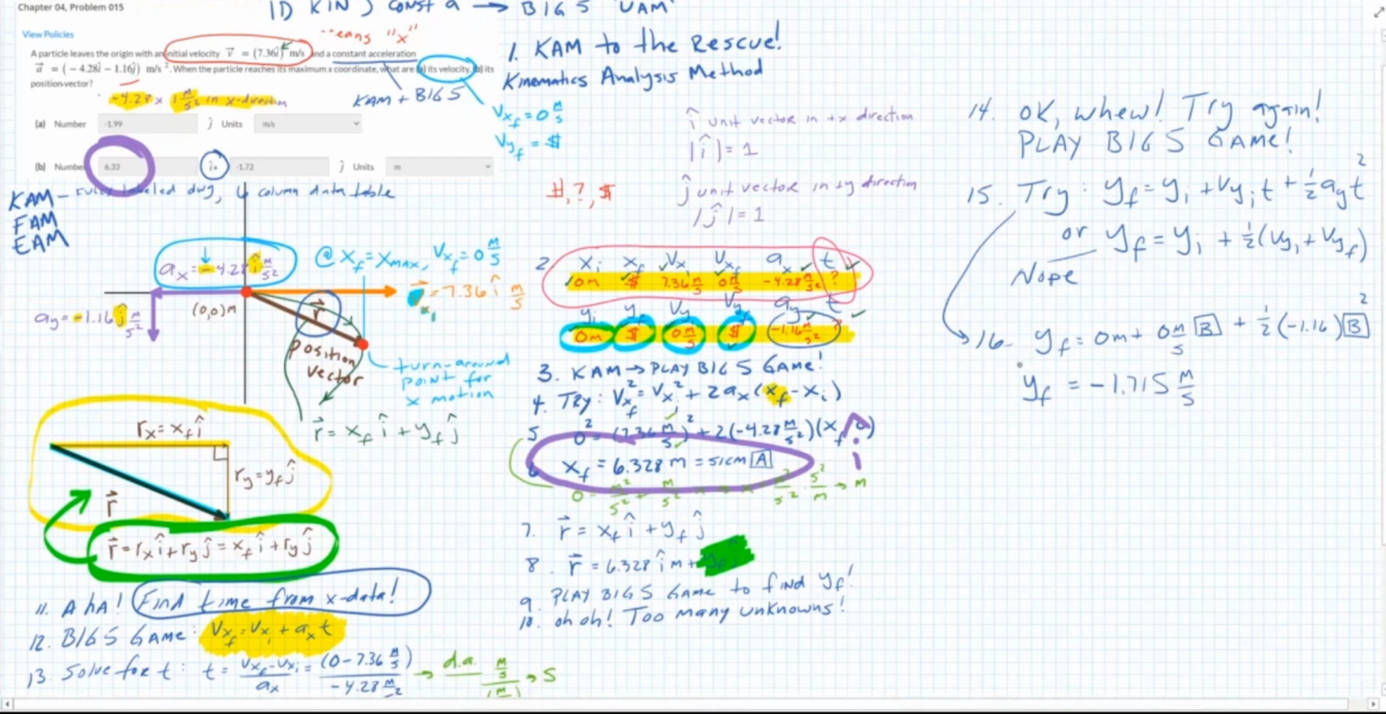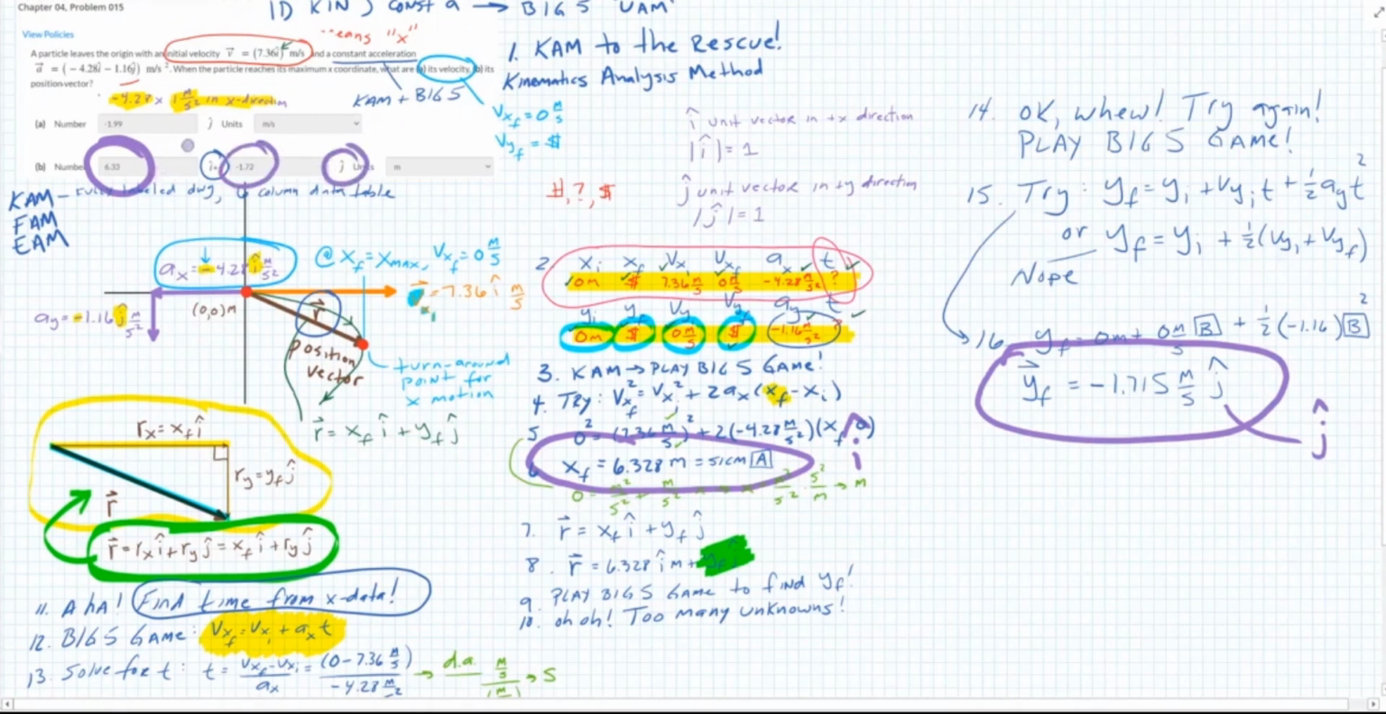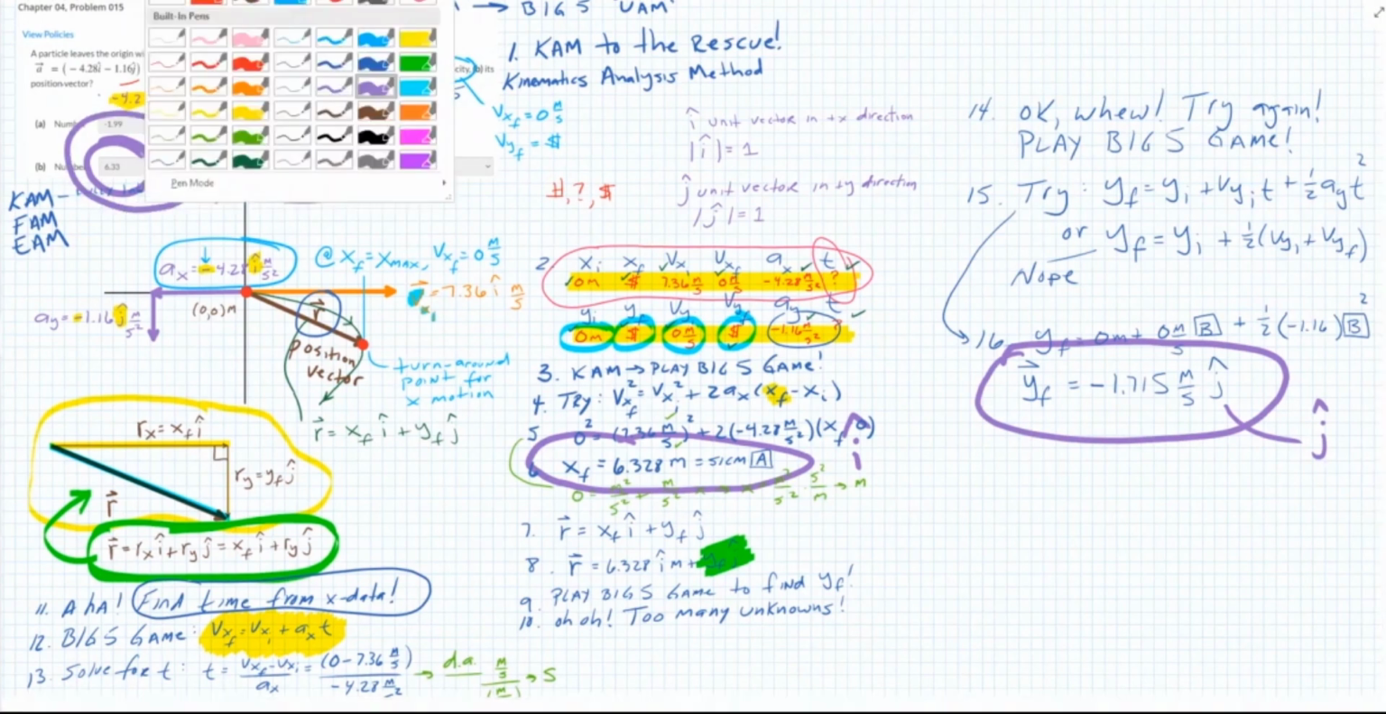So Y final, I guess I could write it like this, J hat. So I'm going to use the same purple marker. This is the Y coordinate. And because I'm referring to it as the Y coordinate, it does get this J hat vector. J hat means Y. So you can see here on my answer key, yeah, I got the right number and I am specifying it as a J hat vector. So this is the X result. This is the Y result. So I'm completely done with the final position.